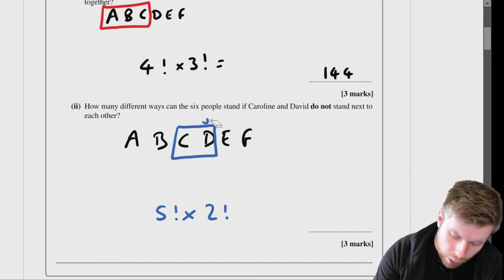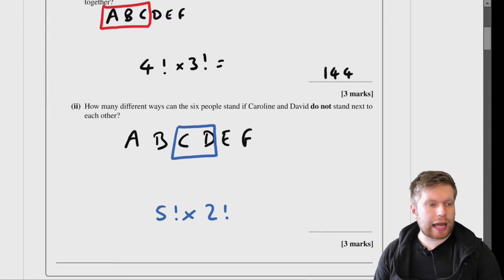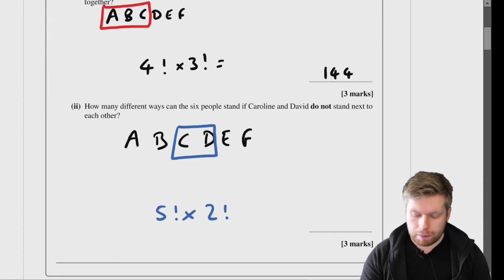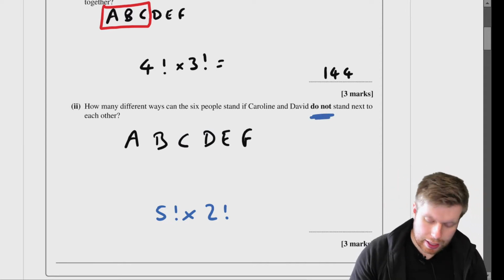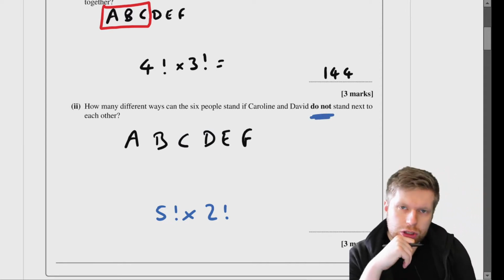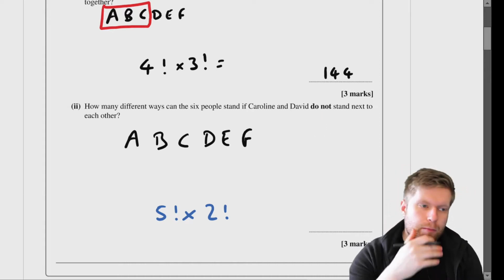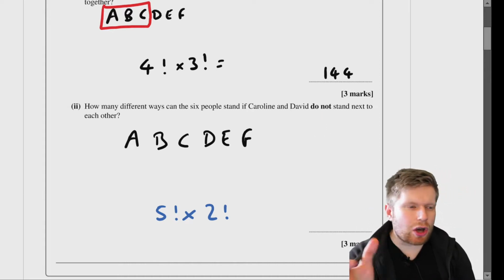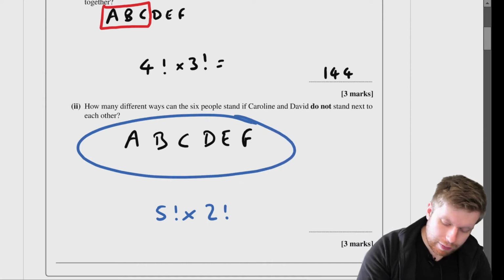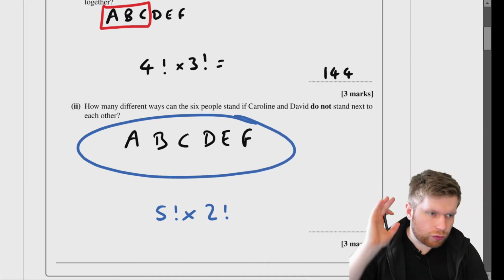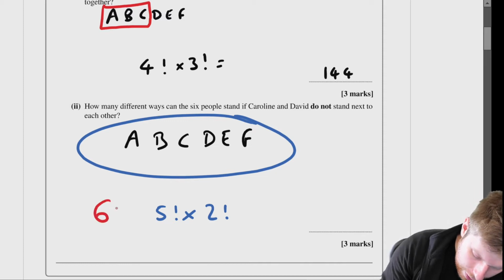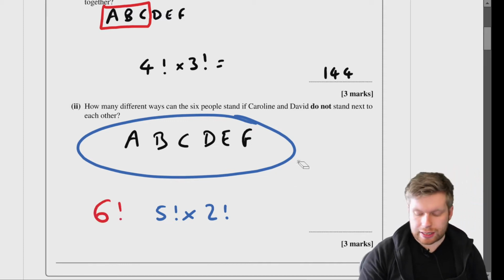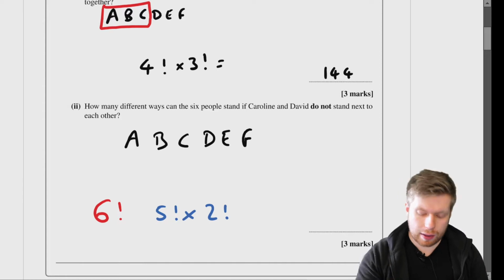So that would be the number of different ways of arranging the line such that Caroline and David do stand together. But I want the number of ways such that they do not stand together. Okay. So in order to do this, I'm going to think, well, the total number of ways of arranging these 6 people into a line, with no conditions at all, would be 6 factorial. You happy? So 6 factorial ways of arranging these 6 people in a line with no conditions, okay?